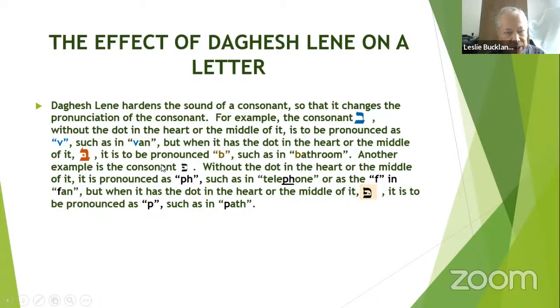Another example is the consonant Fe. Without the dot in the heart or the middle of it, it is pronounced as PH, such as in telephone, or as the F in fan. But when it has the dot in the heart or the middle of it, as we see here, it is called Pay, and it is to be pronounced as P, such as in path.